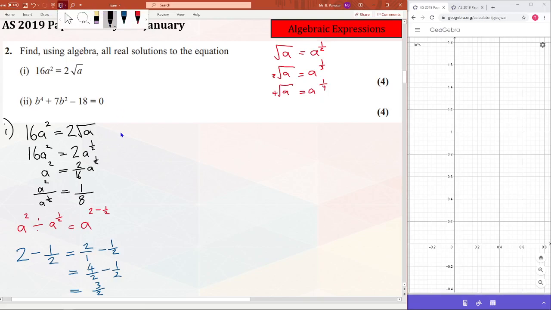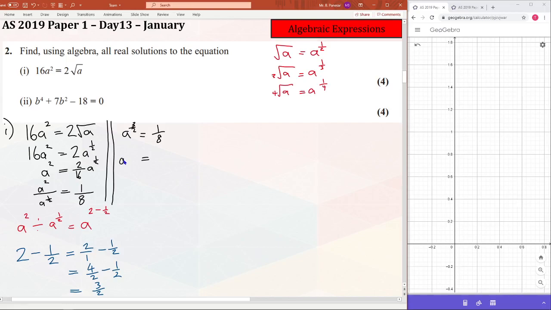So this bit now I can rewrite. Let me just write it here for you. So a to the power of 3 over 2 is equal to 1 over 8. So I've gone from this line up to here, and that's my explanation. To solve for a, I'm going to now think of how can I actually get rid of this 3 over 2.